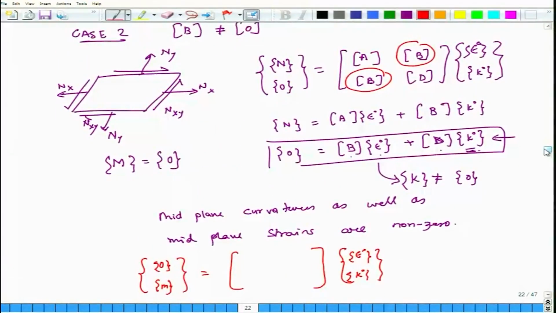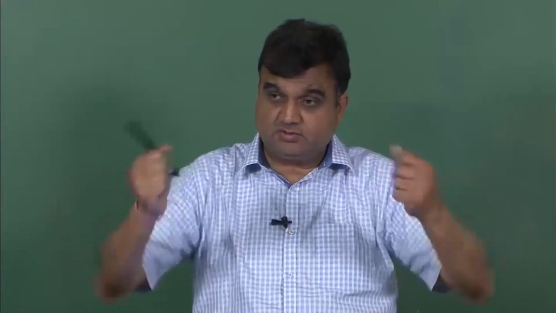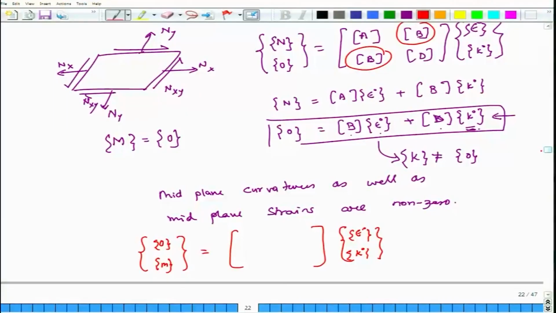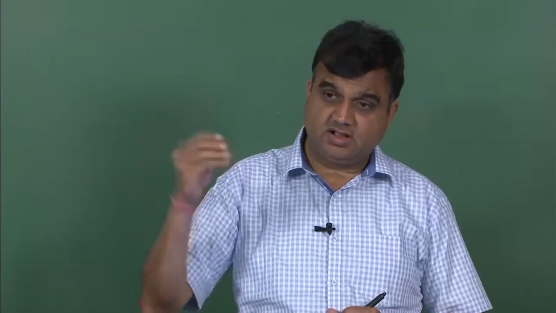So, what this tells us is that it is the B matrix. If it is non-zero, then even though we are just stretching, just pulling the plate in a straight direction, it will not only expand and contract, but it will also bend, okay? And that is why it is called the coupling matrix, because it couples the mid plane response of the plate to the mid plane curvature of the plate.